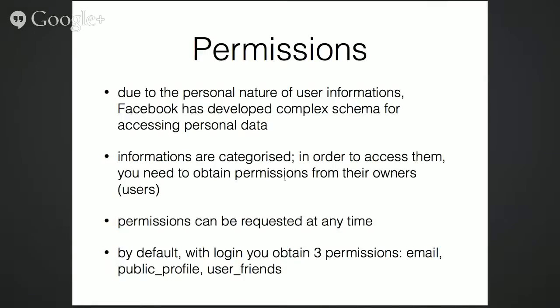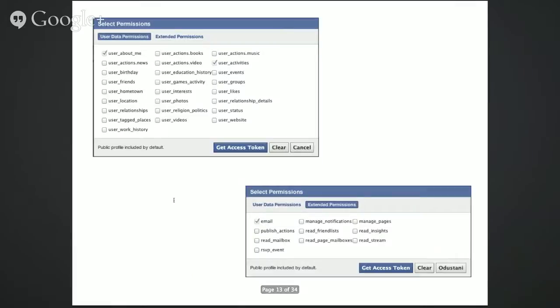And by default, with login, you obtain 3 basic permissions: email, public profile, and user friends. These are pretty basic and simple pieces of information. So you obtain information about the user's email, which you already know because you have implemented Facebook login. Public profile provides you with info about the user's name and surname, and user friends is just a list of the user's friends.